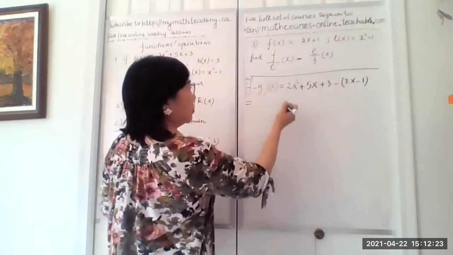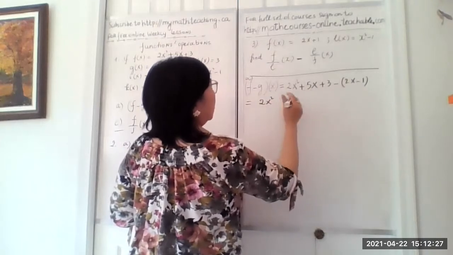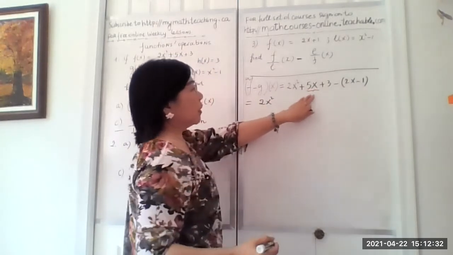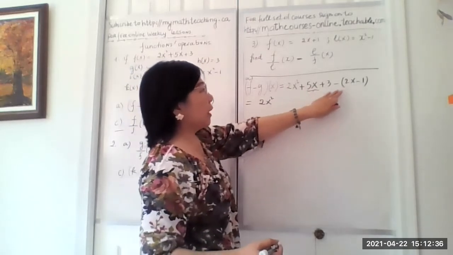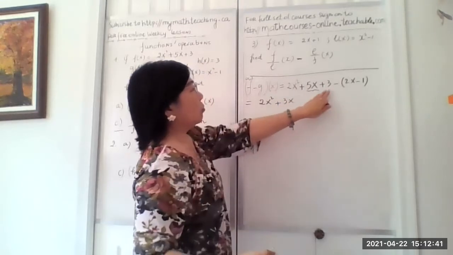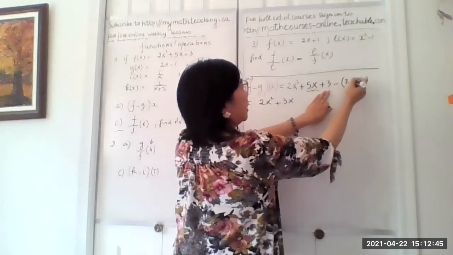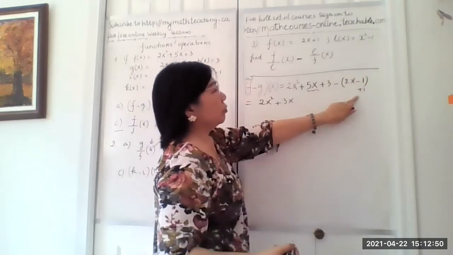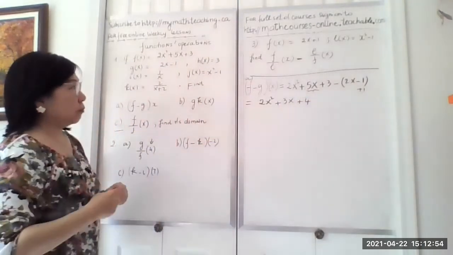And the answer will be easy, just 2x squared. Now I'm going to quickly do 5x minus 2x. You see the like terms, right? We have 5x minus 2x equals 3x. Then we have 3, minus this minus, we change this minus to become plus 1. And 3 added to 1 becomes 4. So that is our answer.